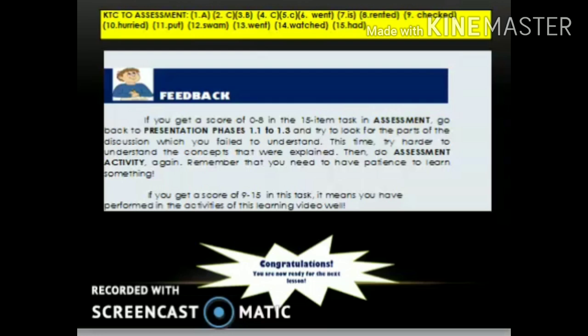Now that you have reached this part of the video, it means you have done the assessment activity of the lesson. Remember that if you get a score of 0 to 8, you have to play back and do the presentation activities again. If you get a score of 9 to 15, it means that you have successfully learned this lesson and that you are ready for the next lesson. Congratulations!